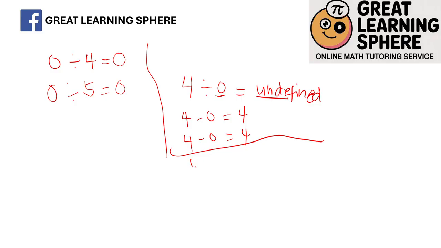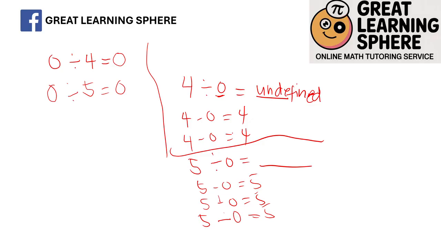Same goes with 5 divided by 0. 5 minus 0 is equal to 5. 5 minus 0 is equal to 5. It will always be equal to 5. So no matter how many times you subtract 0 from 5, that will always be 5. So that's why any non-zero number divided by 0 is undefined. That is the first mathematical concept that you can use to explain it.